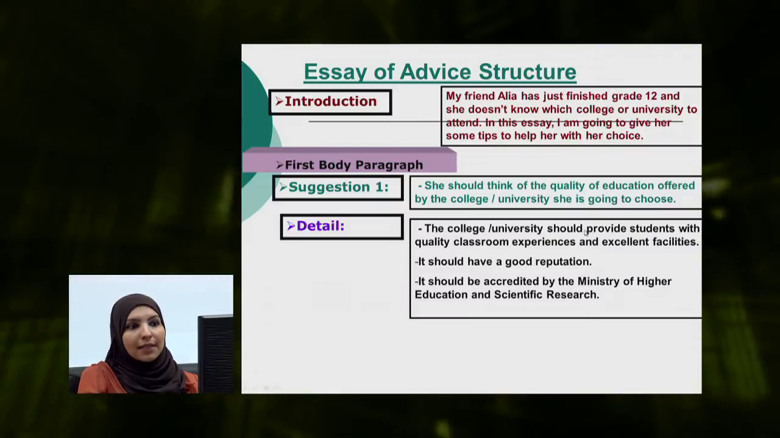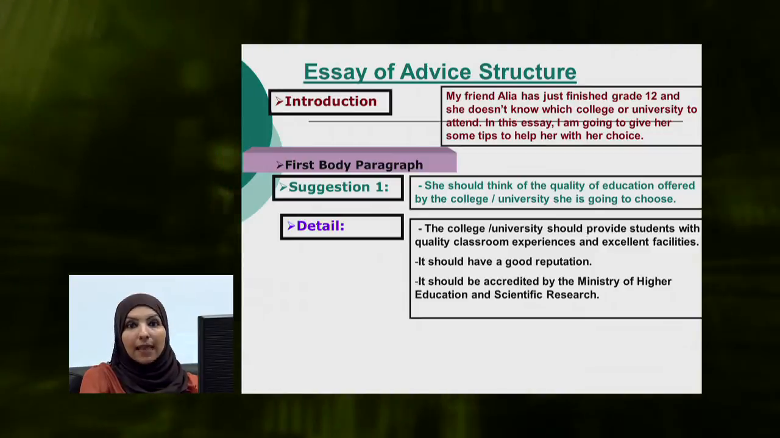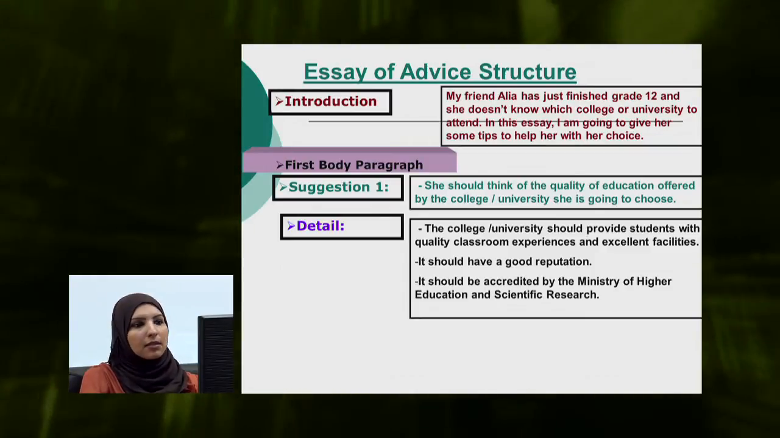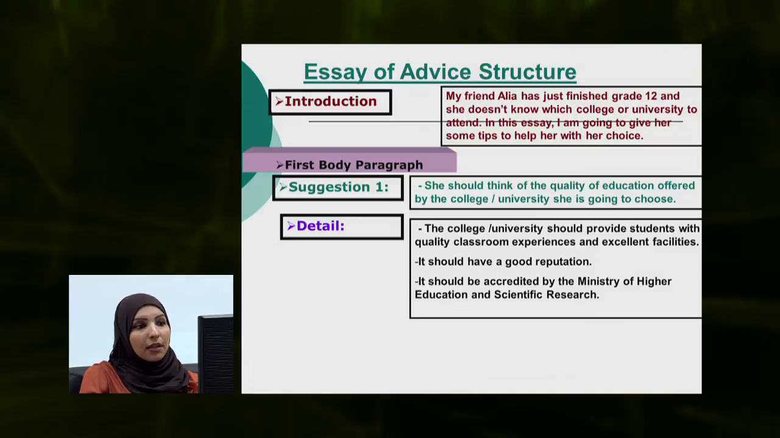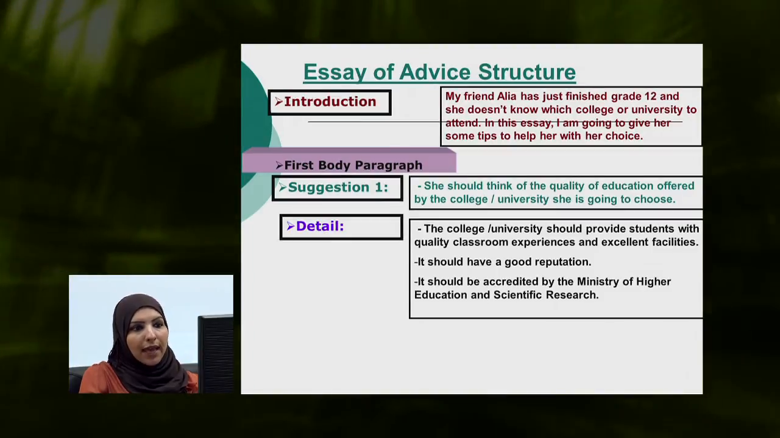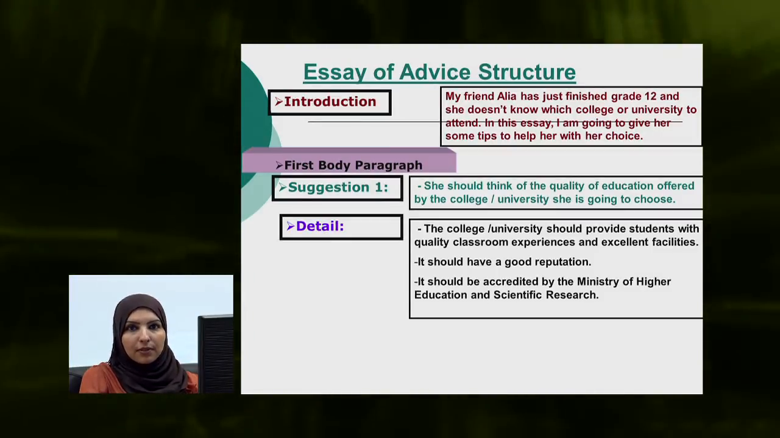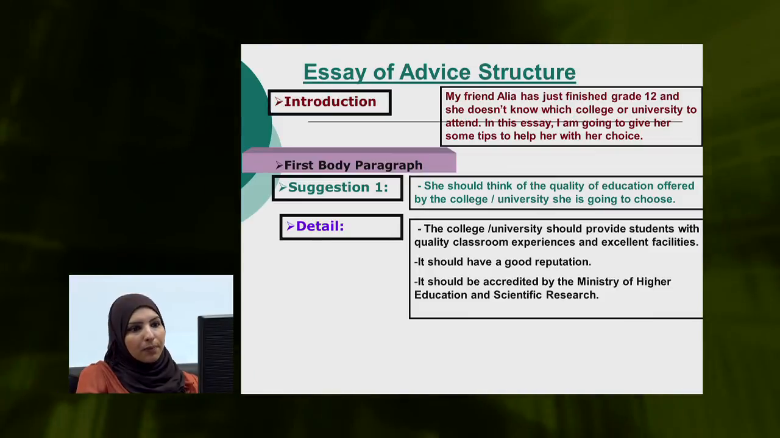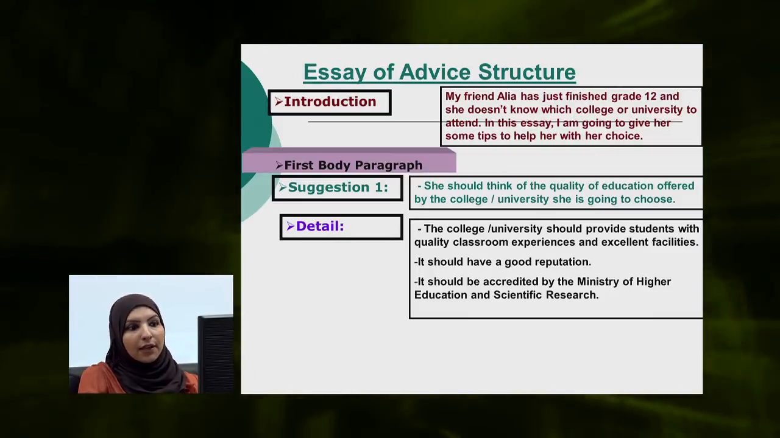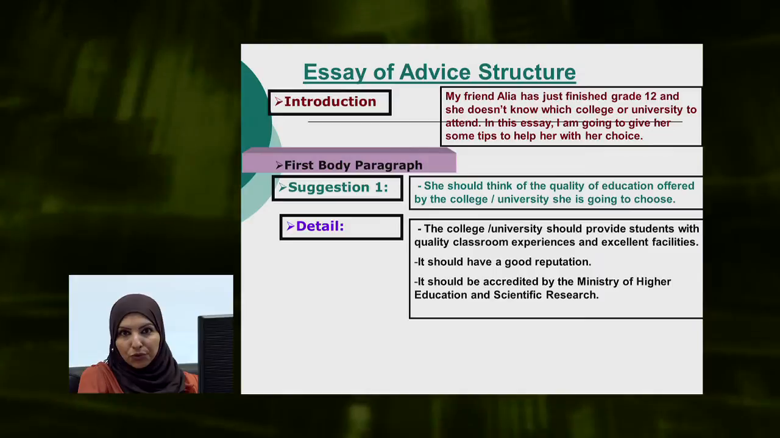The details are as following. The college or university should provide students with quality classroom experiences and excellent facilities. The next detail can be, it should have a good reputation. And it should be accredited by the Ministry of Higher Education and Scientific Research.